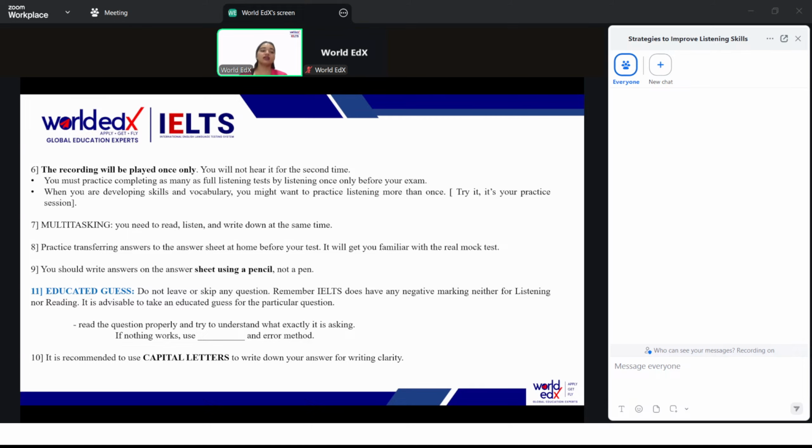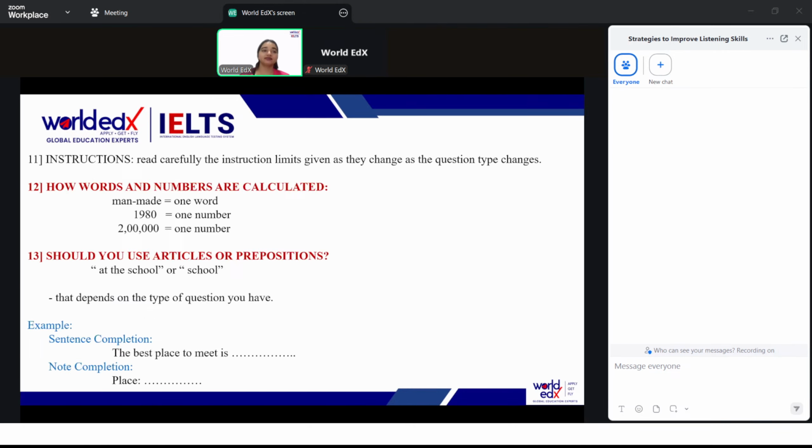And the next is you can answer everything in either uppercase or lowercase, but if you take our suggestion, you can write everything in capital letters, and it is going to be better because then you don't have to think about the punctuation style or the techniques. Just write all the answers in uppercase.